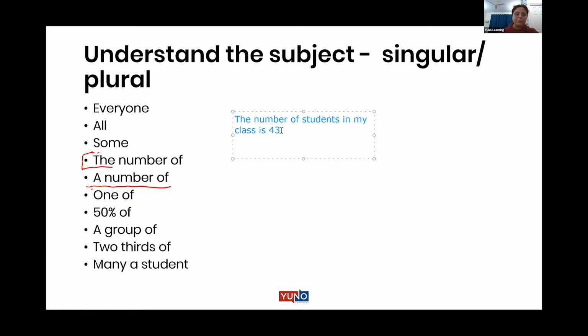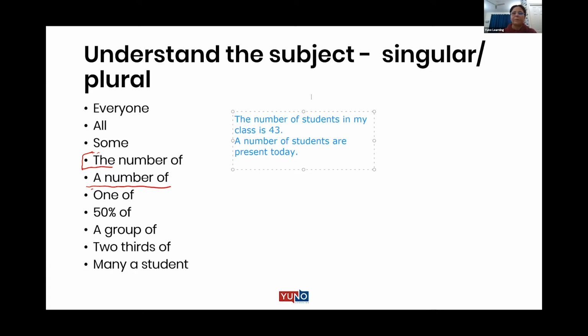And then if I put a number of, then how do we put it? A number of students are present today. That means many students are. So this is always plural.